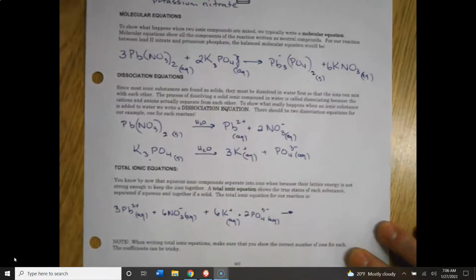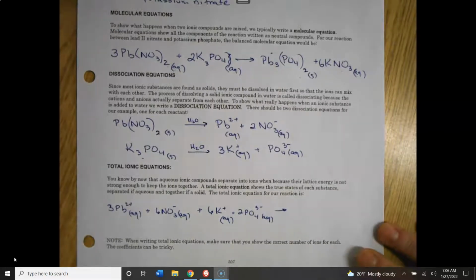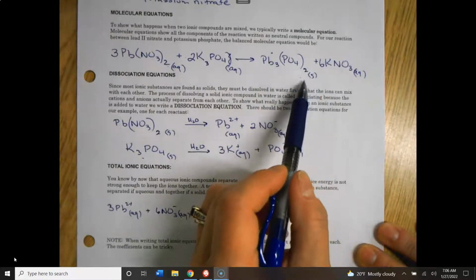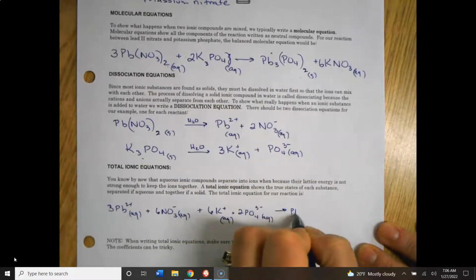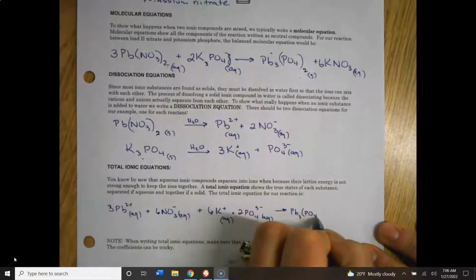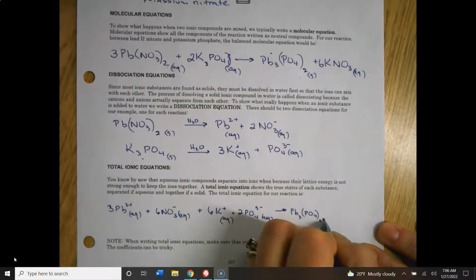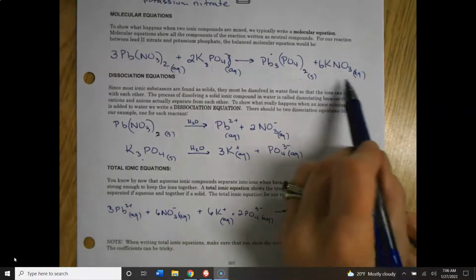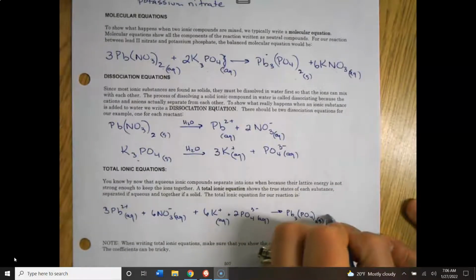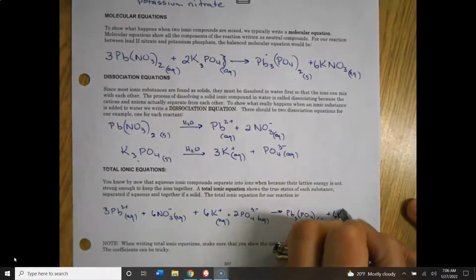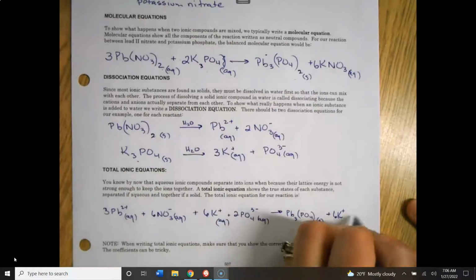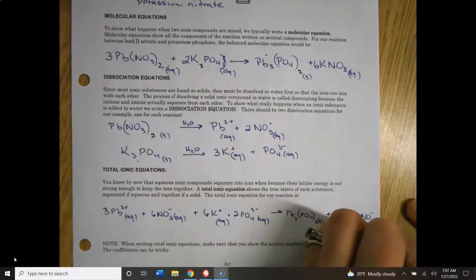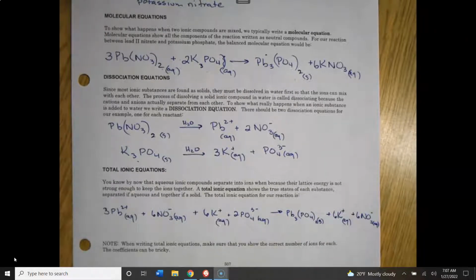So now I've got to get to my solid. I'm running out of space here. I have to try and write a little smaller maybe. Now, lead phosphate is a solid. It's insoluble. So that's not going to change in terms of how I wrote the formula. That's my solid. But my other substance, the potassium nitrate, that's going to be separate. So again, notice I got 6 as a coefficient. So 6 potassiums and 6 nitrates. All right, I squished it all in there. And they are both aqueous.